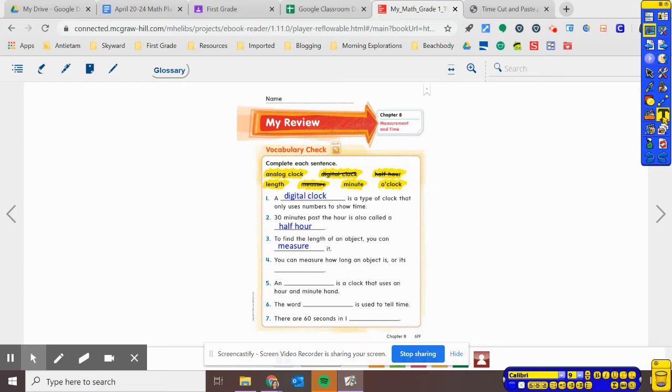Number four says you can measure how long an object is, or it's blank. So what was the other word that they used back here? To find the length of an object, you can measure it. So let's see, you can measure how long an object is, or it's the same word, length. I'm going to write that in for number four and cross it off. Pause and unpause when you're ready for number five.